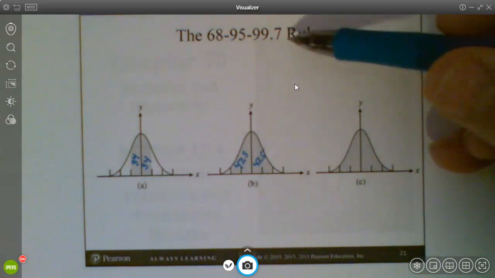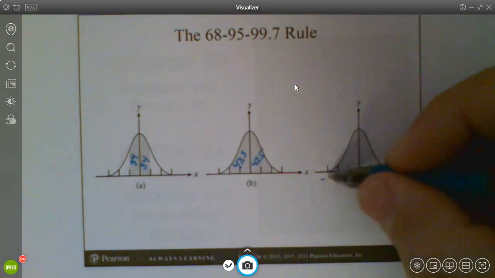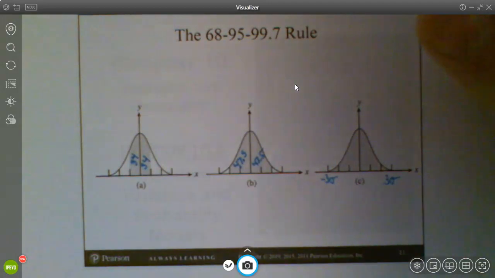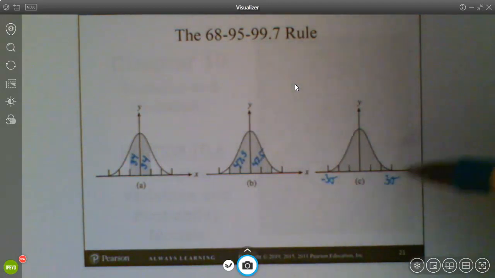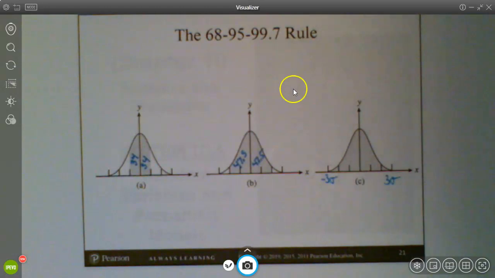But the third one is 99.7, from here to here. It contains 99.7% of all your data, which means there is a little bit outside of that. So there's a tiny little bit out here, and a tiny little bit out here, but this is just a general rule. If we use a calculator, you're going to get numbers that are close to this, but a little more accurate if we calculate it.